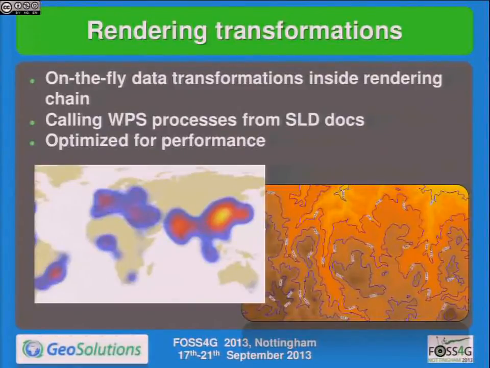This is the rendering transformations that I was talking about. Contour line extraction case, heatmap extraction case. So from point data to raster data, from raster data to line data. And rendering transformations are very nice in that they are not just applying the contouring or the heatmap on the data that you have. They are context sensitive. They are actually working just on the area that you're looking at with the WMS. So they don't process the whole data set, but just the part that you're looking at.